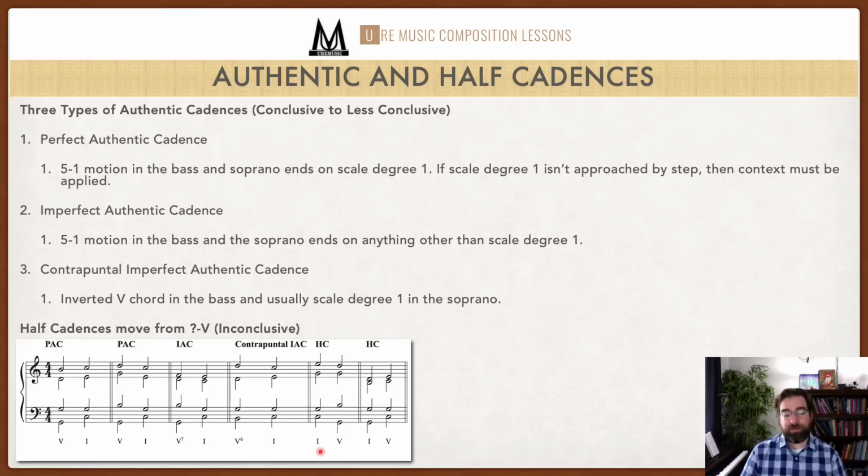So while these are moving from 1 to 5, it could be moving from any chord to 5. You could have a 2 to 5. You could have a 4 to 5. You could have a 6 to 5. These are all half cadences because they end on the 5 chord.